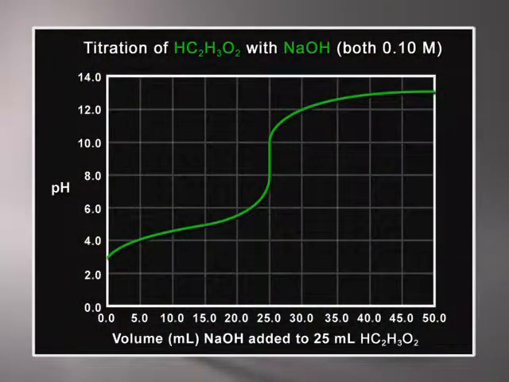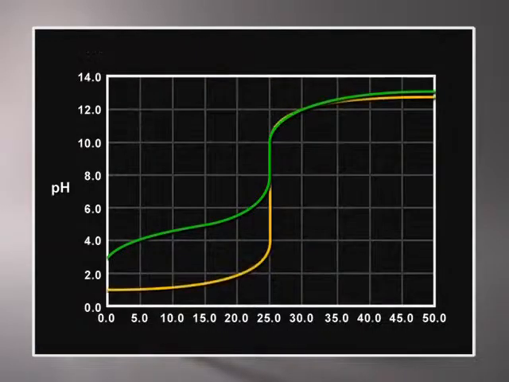Now let's take a look at the titration curve for 0.1 molar acetic acid being neutralized by 0.1 molar sodium hydroxide. When you compare this titration curve with the one for a strong acid, strong base titration, the one we talked about earlier, there are a few important differences. First, you notice that the pH at the beginning of the titration is higher, somewhat larger than 2. 2.88 actually, if you do the calculation.